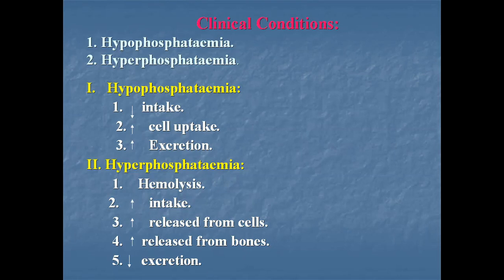Number 3. Increased excretion of phosphorus. Increased excretion of phosphorus is associated with diuretics, and with increased parathyroid hormone that causes increased calcium reabsorption and increased excretion of phosphorus.